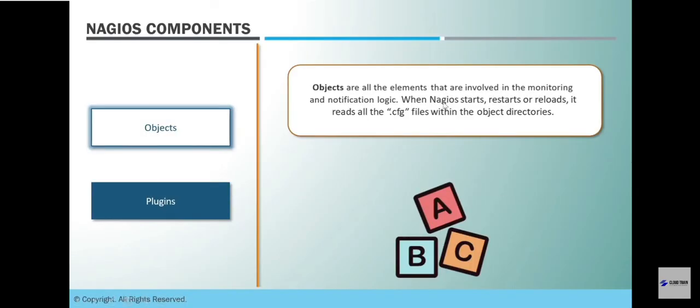So this line is referring to all the CFG files, which are read when your Nagios is restarted, reloaded, or started for the first time. It will read all the CFG files, and from there it will come to know which objects or server device configurations need to be monitored using Nagios.